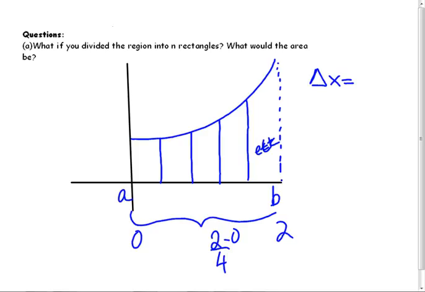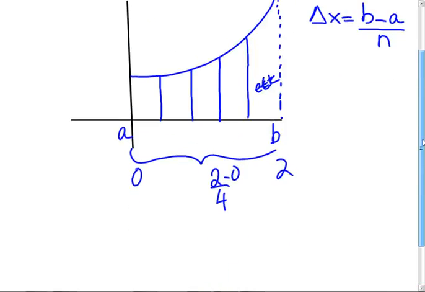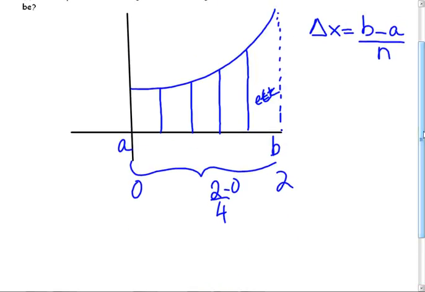So how would you find the width here? B minus A divided by how many rectangles you have. That makes sense? And then we want to add them all up. And I'm going to do the right endpoint on these, just because that's what we choose to do, because of our formulas that you don't really know about. This is x sub 0, this is x sub 1, this is x sub 2, x sub 3, and a whole bunch of them. We'll call that x sub i, because there should be something in between there, because we're going to put an infinite number of rectangles in there.